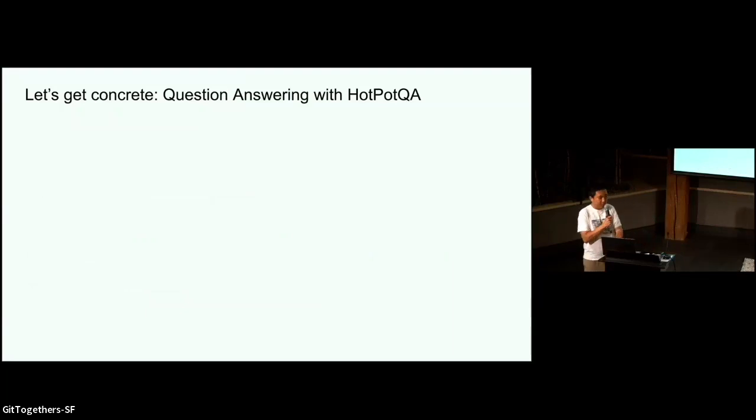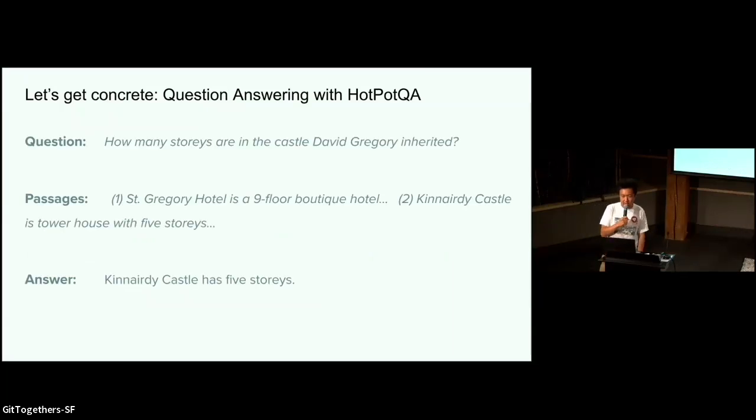So yeah, let's get concrete. Our first task, question answering with HotpotQA. HotpotQA is a dataset with a lot of questions, and each question is associated with a few passages. This is a very classic RAG problem where the passages are essentially taken from Wikipedia. All those knowledge-based questions could be answered by some of the passages in Wikipedia, but your job is to find those passages and then use them to answer the question.